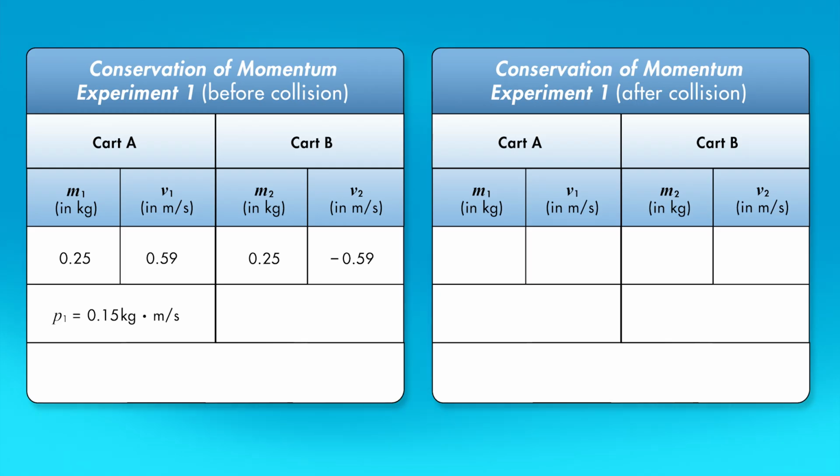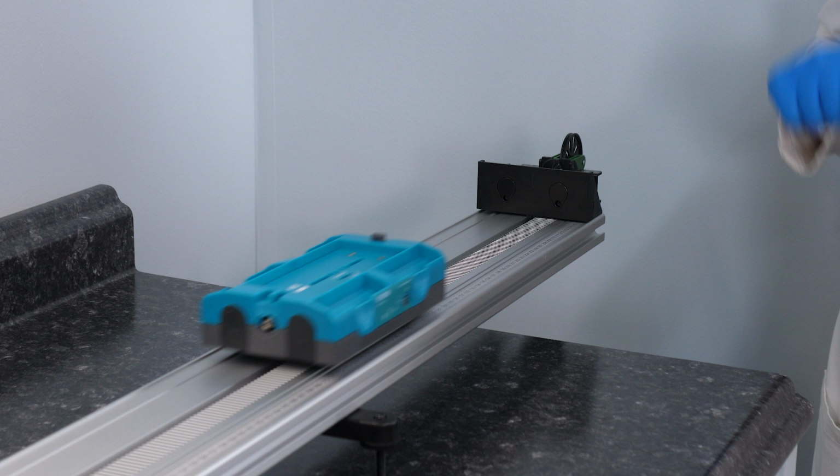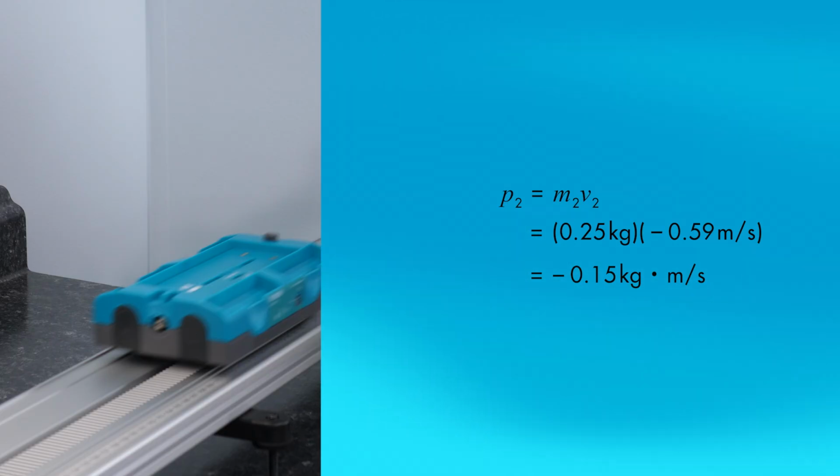Here is a summary of all the data we have collected so far. We know the mass and the velocity of cart B, so we can calculate its momentum, which we label p sub 2. Notice that the momentum is negative 0.15 kilograms times meters per second. The negative sign does not indicate negative momentum. It indicates momentum in the opposite direction.